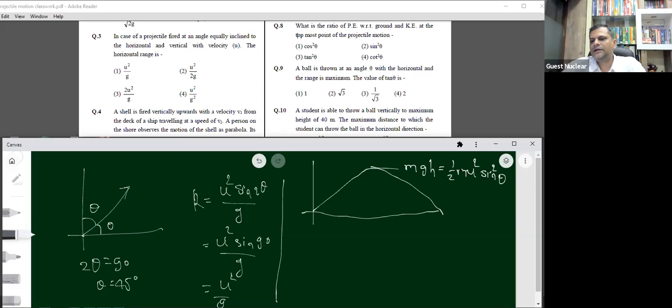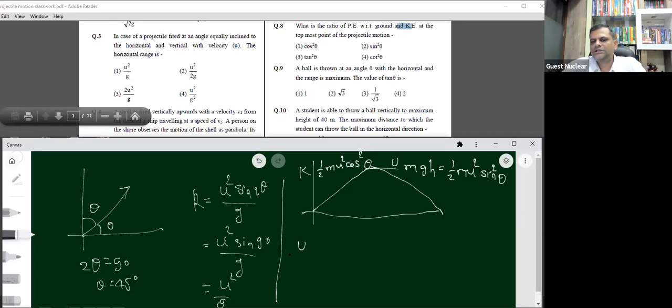ये बनता है उसका हाईएस्ट पॉइंट पे पोटेंशियल एनर्जी, एंड हाईएस्ट पॉइंट पे काइनेटिक एनर्जी कितना बनता है? So it is given by half mu square into cos square theta. If you remember, we have proved this last time. So this is going to be the kinetic energy, and this is going to be the potential energy. So what is the ratio of potential energy to kinetic energy?